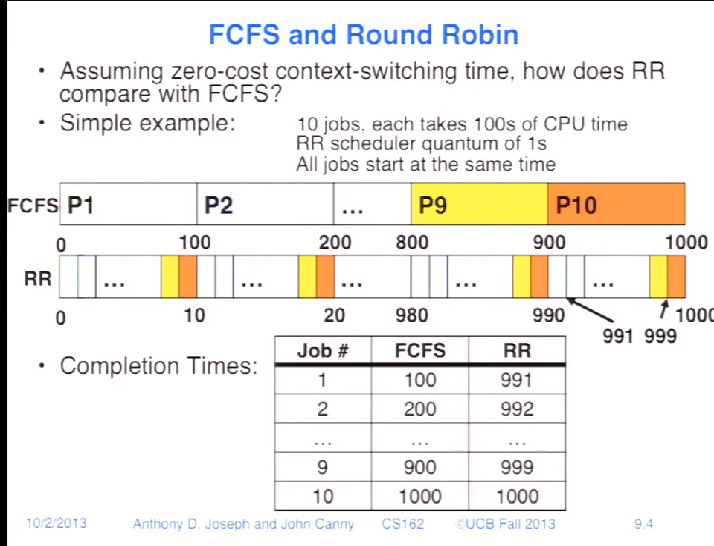What's the average of these numbers here? What's that? Five fifty. Yeah, very good. And what about for round robin? 995, near enough, yeah, right. So it's about twice as fast. In this case, the first come, first served is about twice as fast. This case is a bit atypical, though.